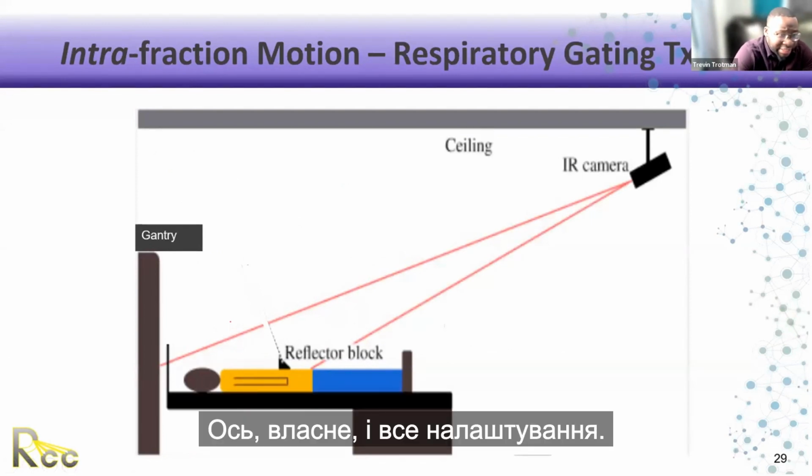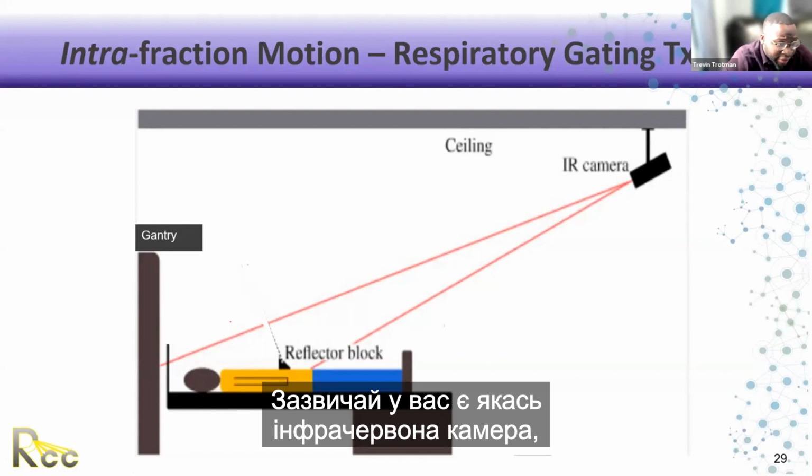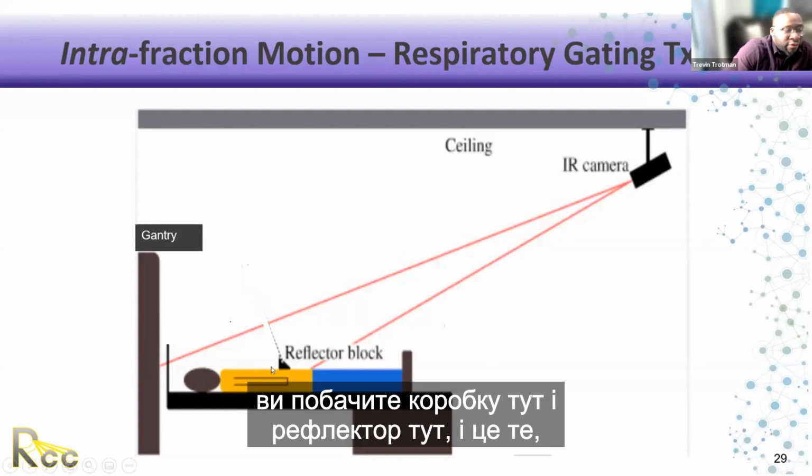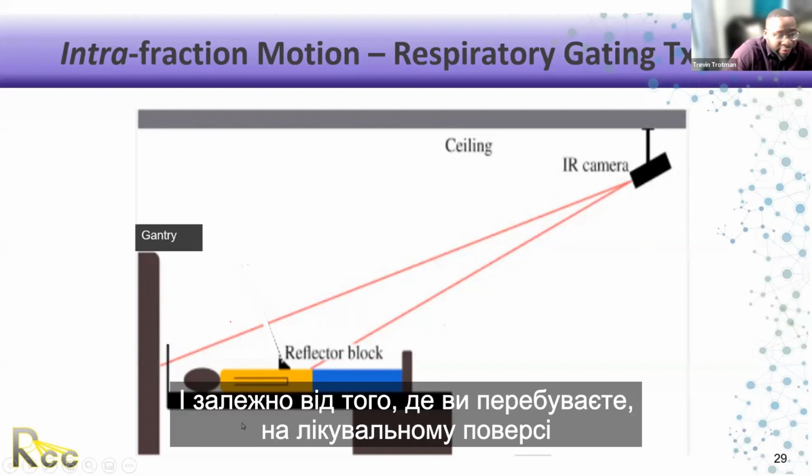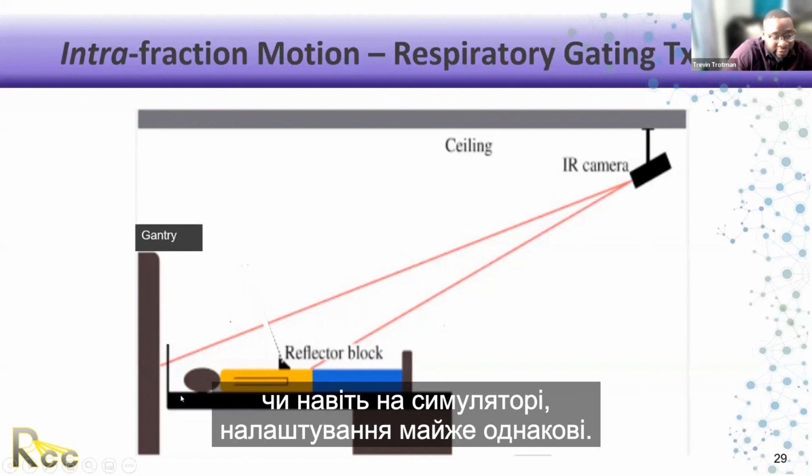So this is basically the setup here. You normally have some sort of IR camera. You'll see the box here and the reflector box here, and that's what reads in this scenario. And depending where you are, either the treatment floor or even the sim, it's almost the same setup.